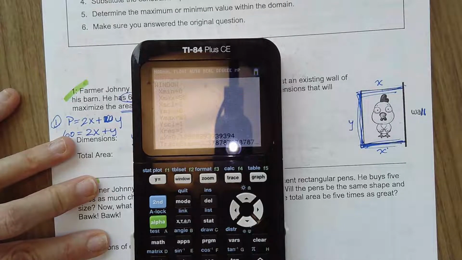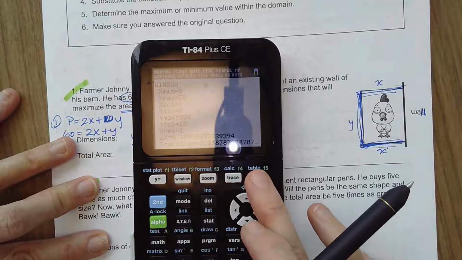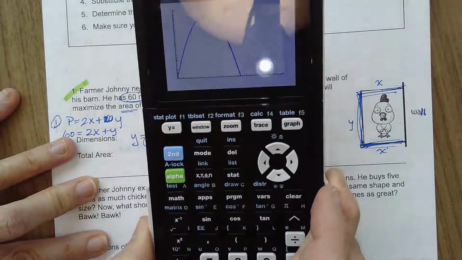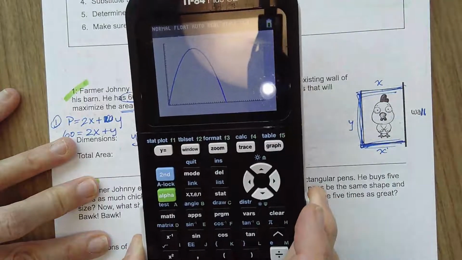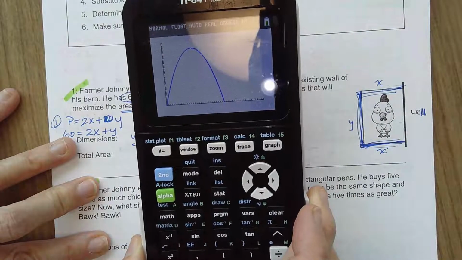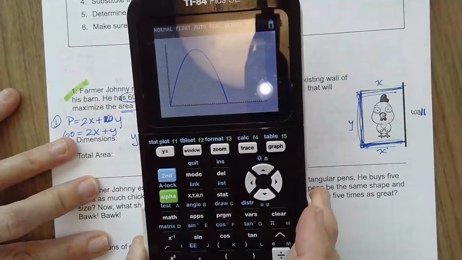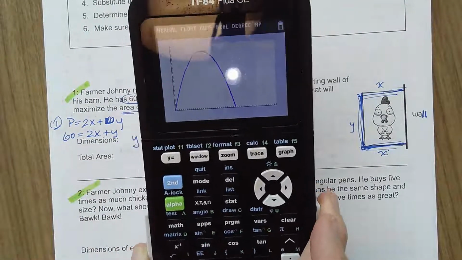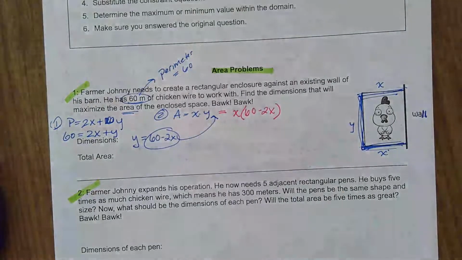So I don't know, let's try 500. And let's count by tens. You don't have to have the same thing as me. I'm just trying to get a good picture. I want to be able to see this. So anytime you can see this parabola where you can see the top of it, that's what I want. So again, you don't have to have the same window settings as long as you get a relatively good picture is what I'm looking for.